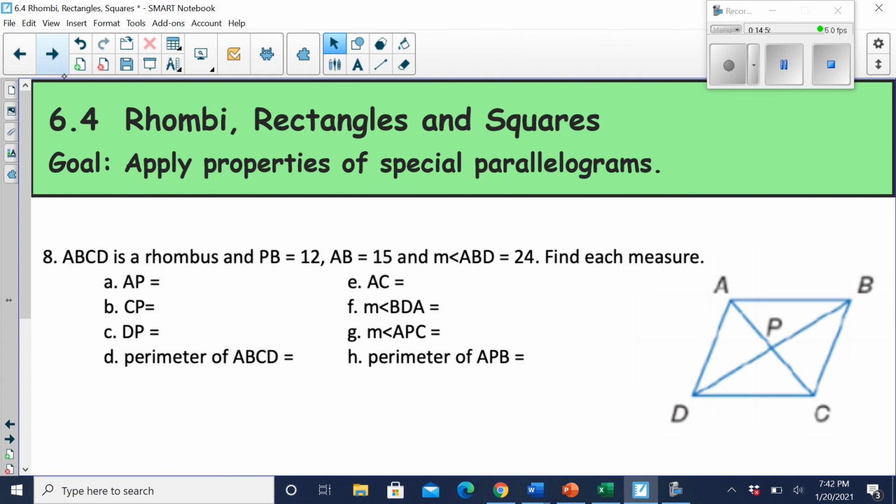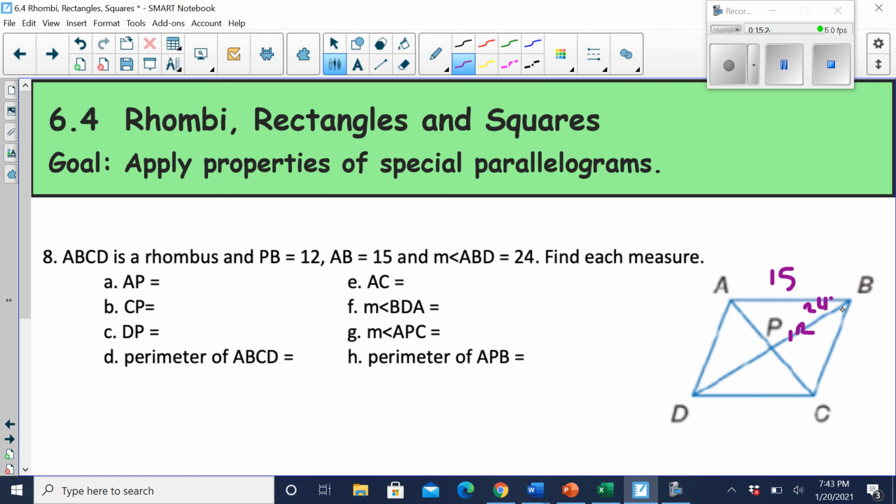All right, here we go. On number 8, it says ABCD is a rhombus. They give me that P to B is going to be 12. And AB, so this side, is 15. The measure of angle ABD, this angle right here, is going to be 24 degrees. Okay, find each measure. They want me to find AP.